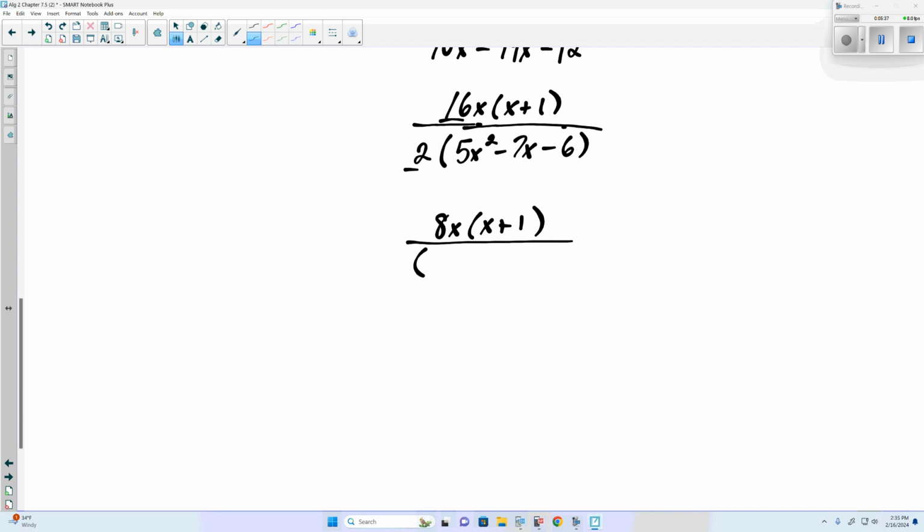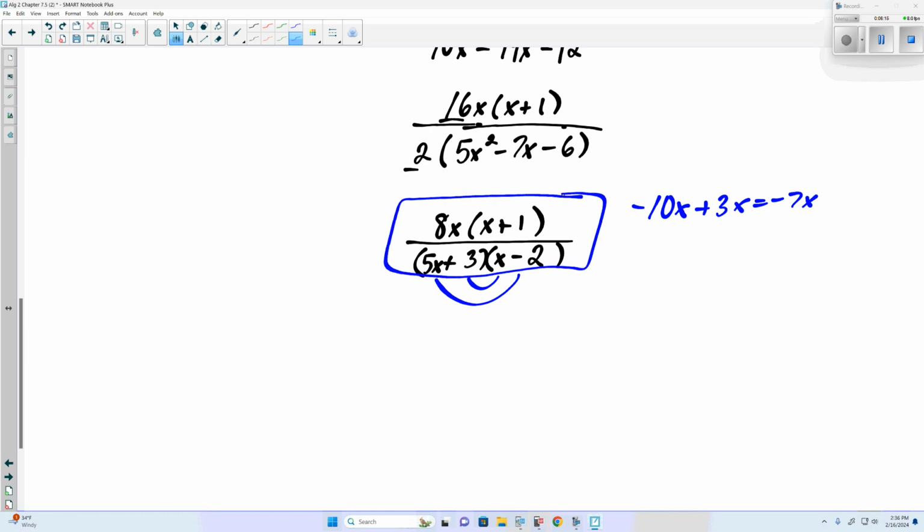Now, we do need to see if the denominator, 5x squared minus 7x minus 6, will factor. And it will. We'd have plus and minus, 5x and x, 3 and 2 for our 6. And we can check and make sure these are the correct factors for the denominator. 5x times negative 2 is negative 10x. 3 times x would be plus 3x, giving us our middle term of negative 7x. And since nothing else is in common on top and bottom, that is our final answer.